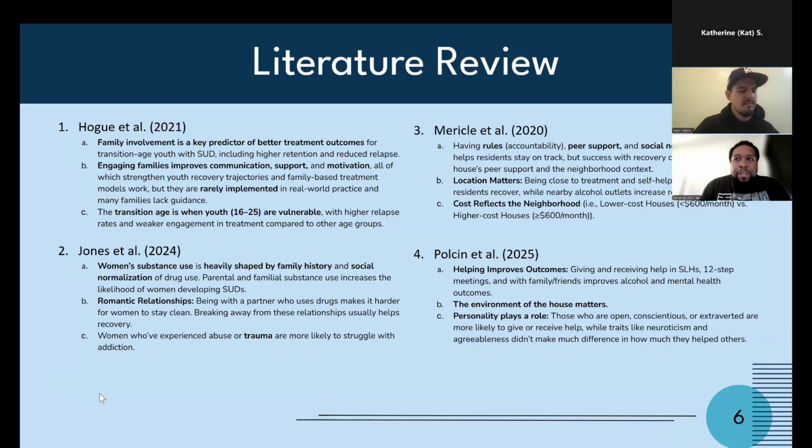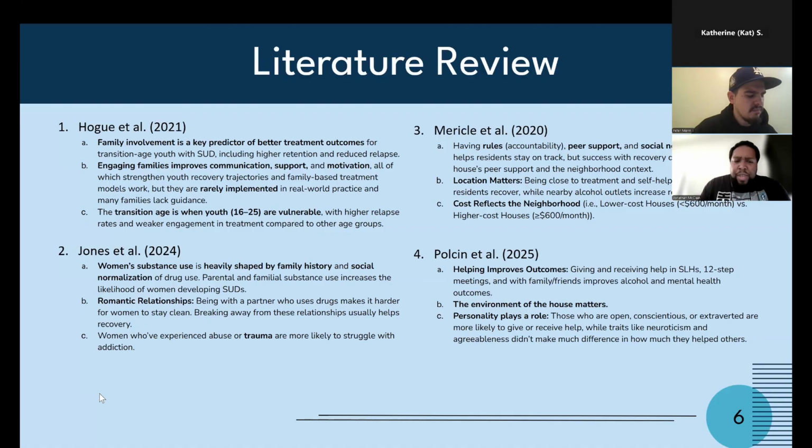This particular article illustrates that we need to make sure that in these environments we are connecting with the families, so that they are involved in some sort of program while their loved one is also working in recovery.